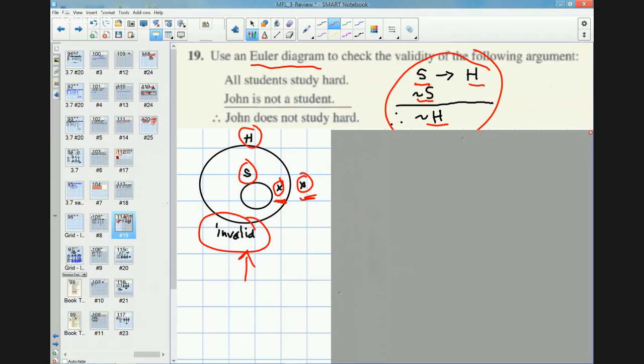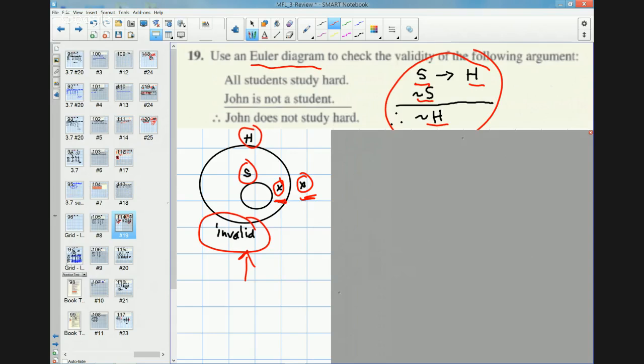Does anyone want to follow up on number 19? All right, let's move on. Another practice test question. Go ahead. I don't remember what number it was.